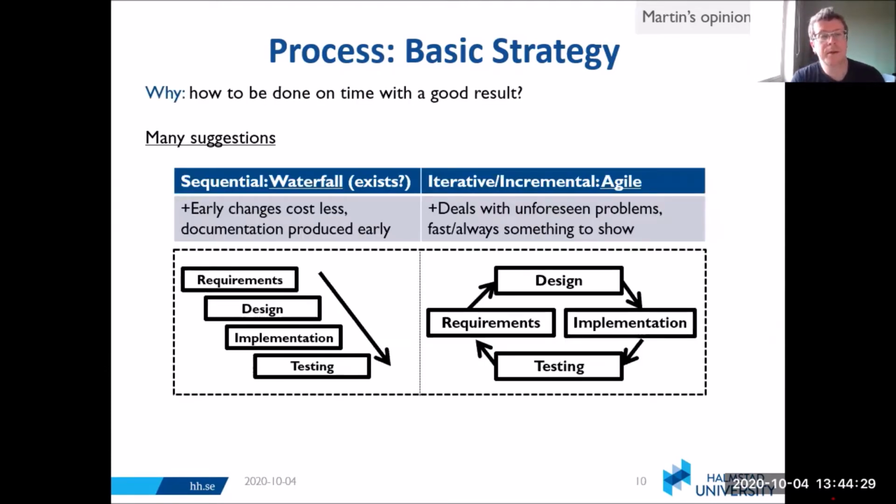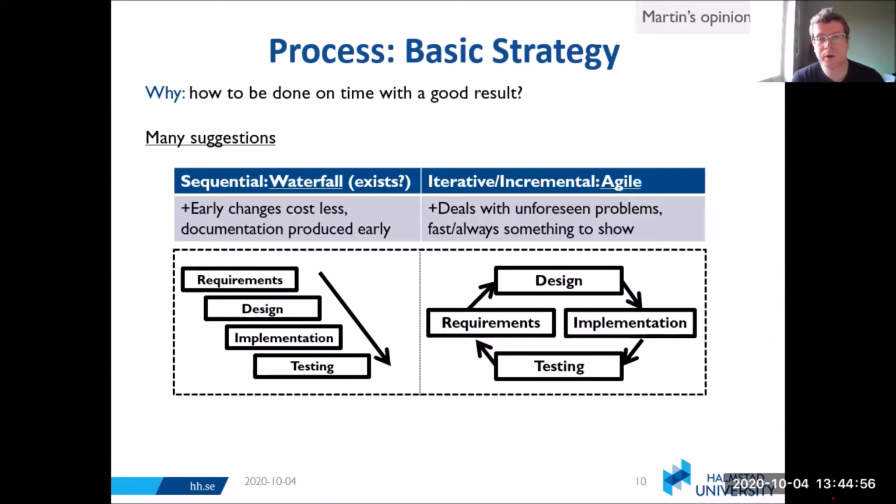Next, another thing that we are usually always concerned about is, are we going to be done on time with a good result when we're trying to design a system? And there are many suggestions on how we can try to go about doing this. So I've got two suggestions on this slide. On the left, I've got a sequential type of method called waterfall. On the right, we've got an iterative incremental method called agile.